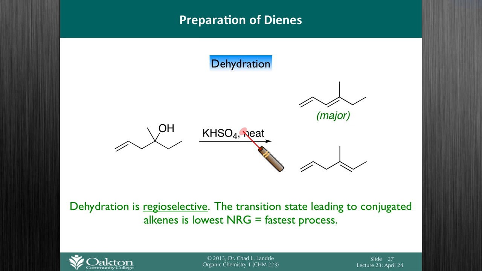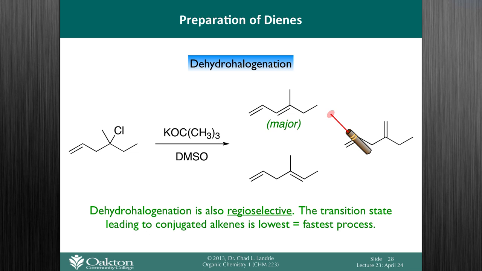Notice that if this is the alpha carbon, I have beta hydrogens here at the allylic carbon, and beta hydrogens here. Dehydration takes place regioselectively so that I eliminate an allylic beta hydrogen to give me the conjugated diene. Dehydrohalogenation, which is an E2 mechanism, also occurs regioselectively to give me the 1,3 conjugated diene.